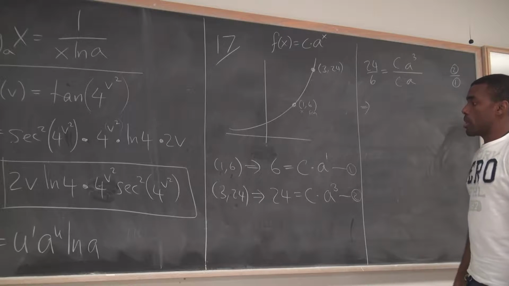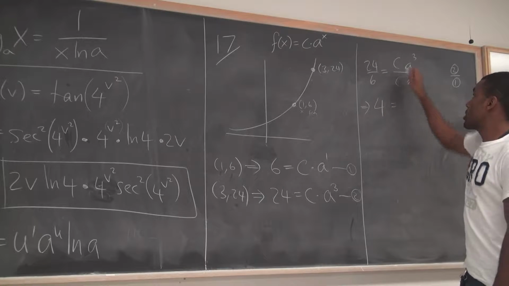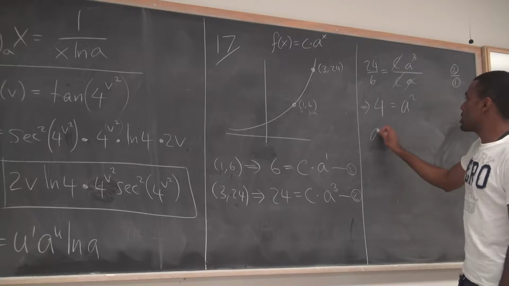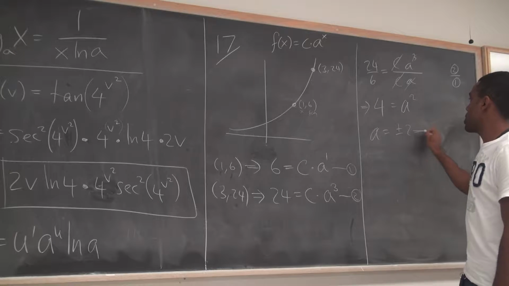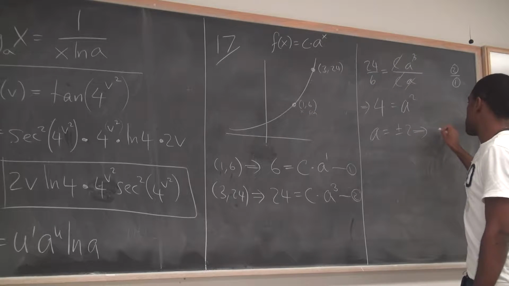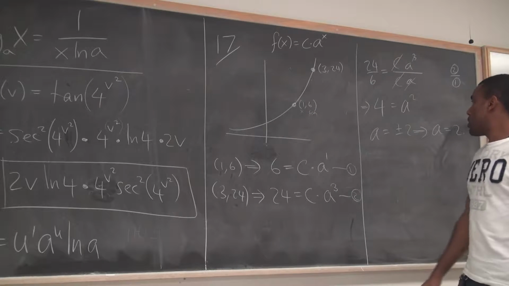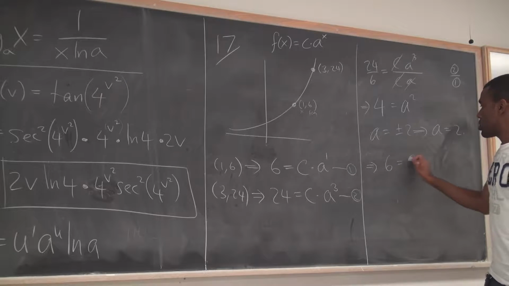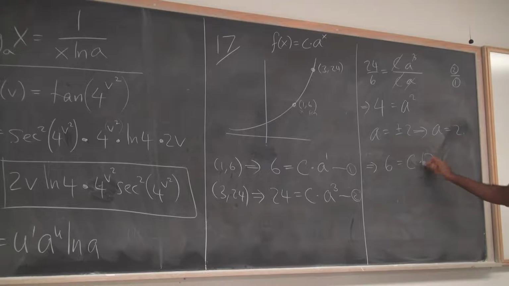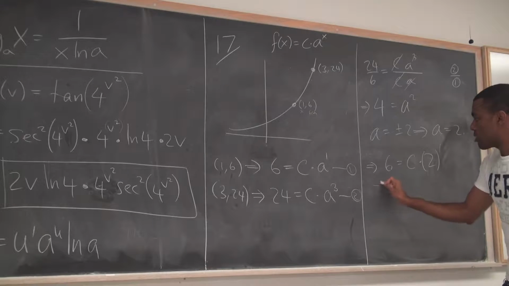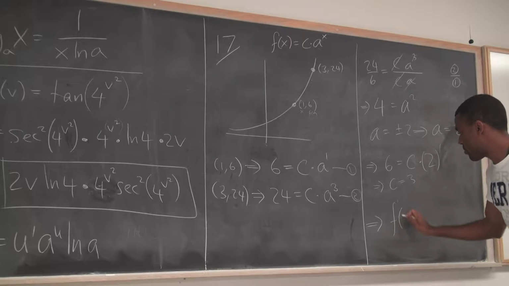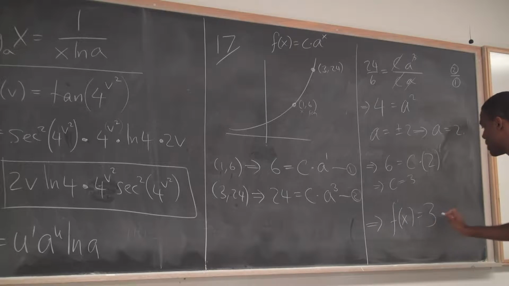So 6 goes into 24 how many times? 4. The c's cancel. A goes into a cubed a squared times, which means a would be plus or minus 2. Of course, because it's a positive graph, I'm going to take a equals 2. And this means, since 6 is equal to c times 2 to the 1, c equals 3. Therefore, my original graph is 3 times 2 to the x.